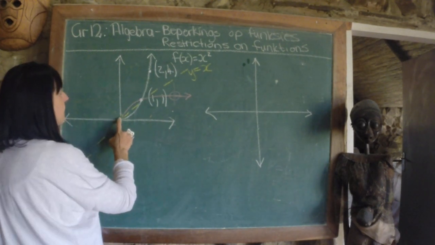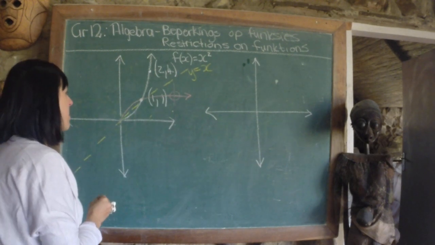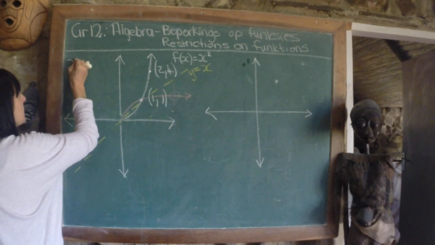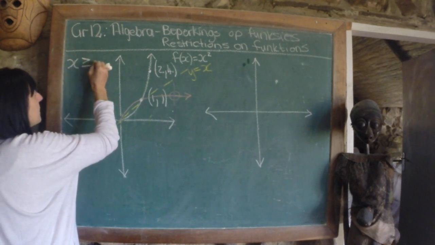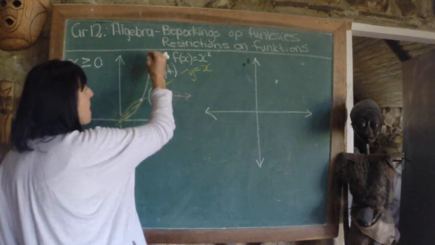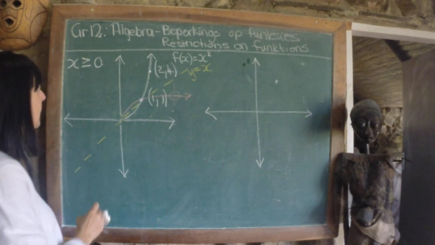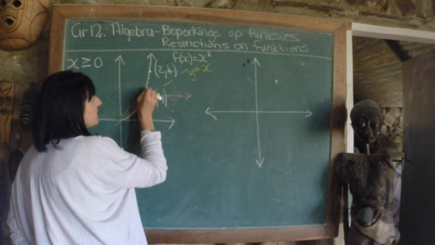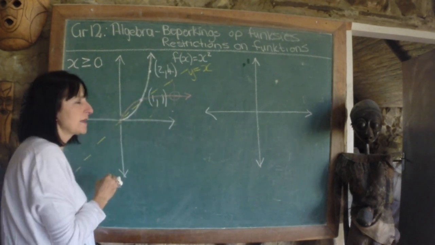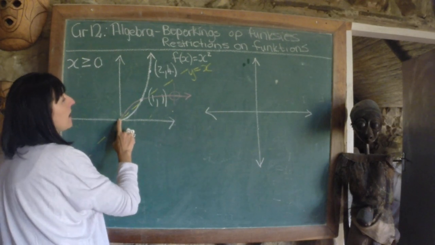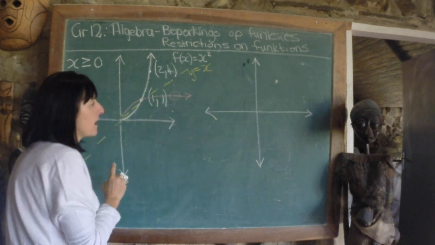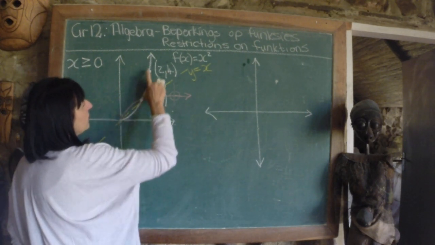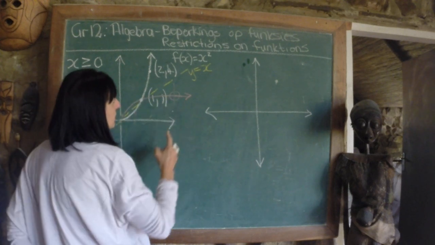Nou watter deel van die funksie het ons nou hier geteken? Ons het slegs die deel geteken waar x groter of gelyk aan 0 is. So ek beperk nou my funksie. When I restrict my function like that, it's only this part of the function that's left, half of it, only one leg, en dan het ek 'n inverse funksie wat ook 'n beperking dra. Kom ons gaan kyk gou-gou daar. If I've only got this piece, then I've got an inverse function.